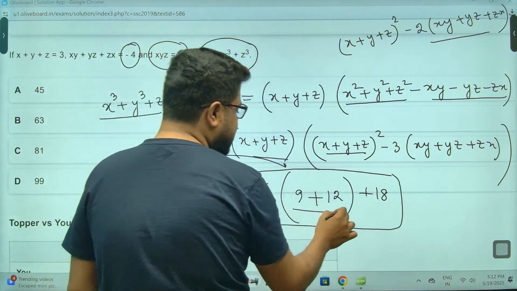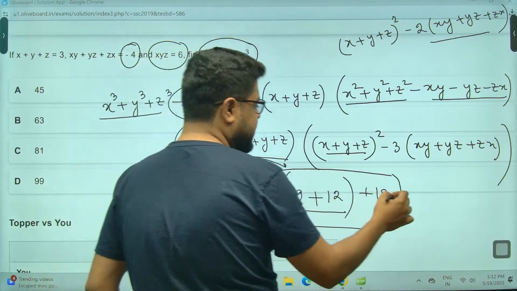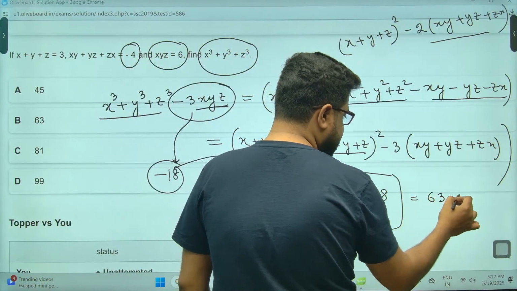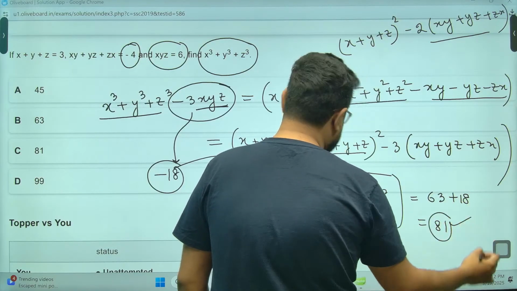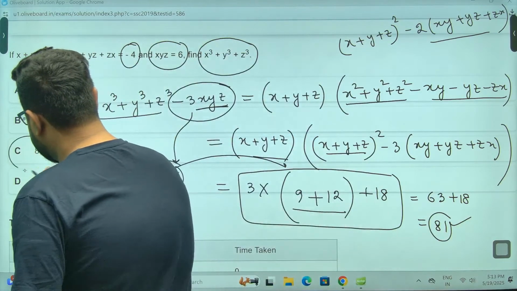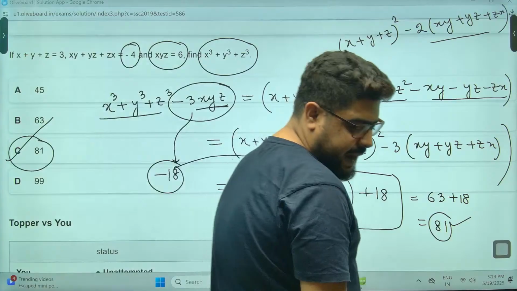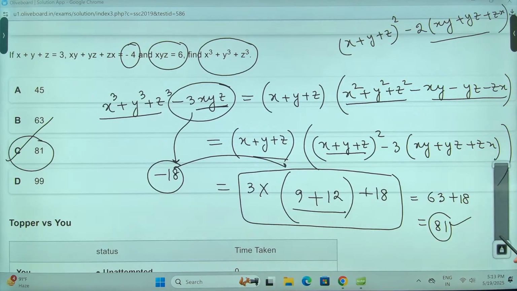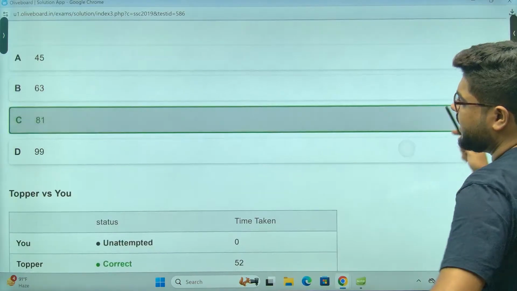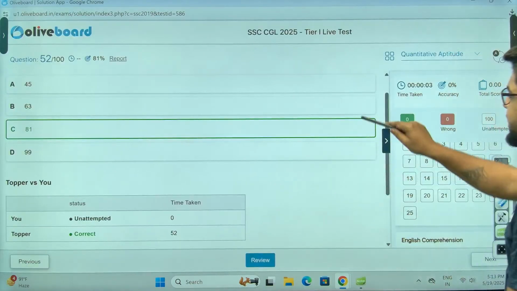So 9 plus 12 are 21, 3 times 21 is 63, plus 18 is 81. Option number C, 81 is the correct answer. Perfect, everyone. Chalo, sir, let's go ahead.